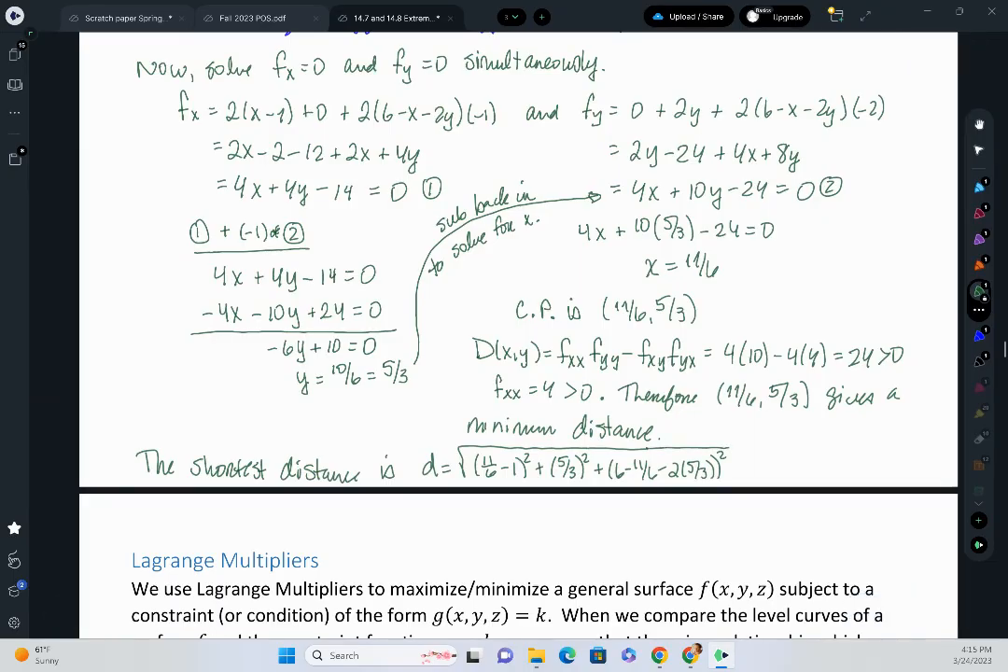I just popped this into my calculator. I have a great TI-30 or TI-36S. They both will simplify and give me an exact answer of 5 square root 6 over 6. Okay, that is the shortest distance between the plane and the point that I was given.